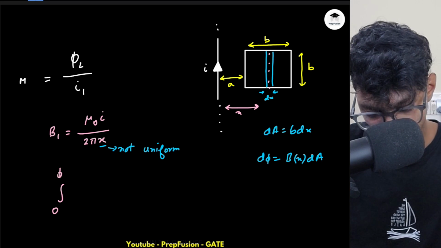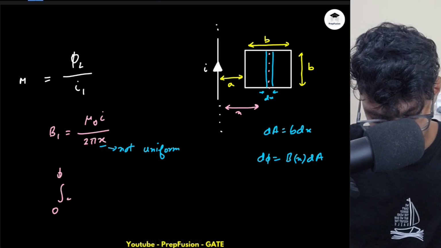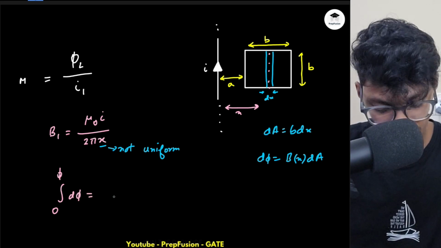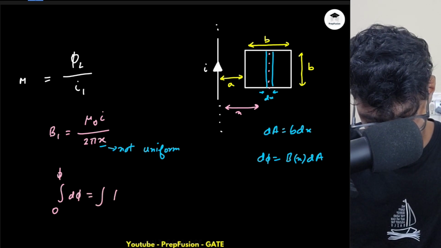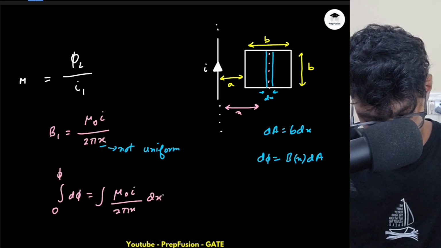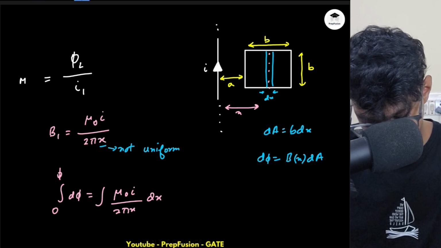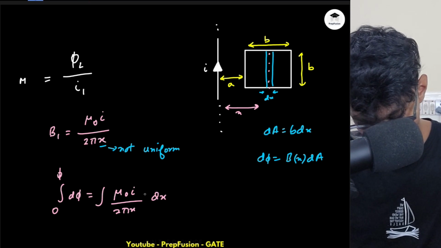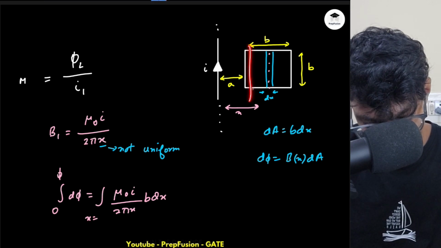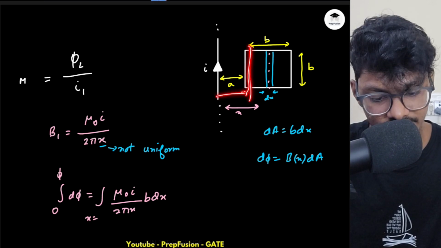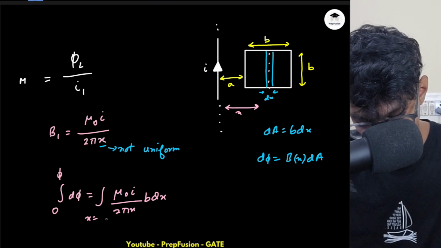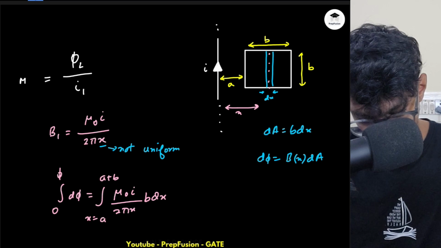To calculate the total flux from 0 to phi throughout this whole surface, I just need to do the surface integration, right? So I will do B of x, which is mu naught I divided by 2 pi x, times b dx, and b is also there. X will go from what? X at the left edge is a, and at the other edge X equals a plus b.